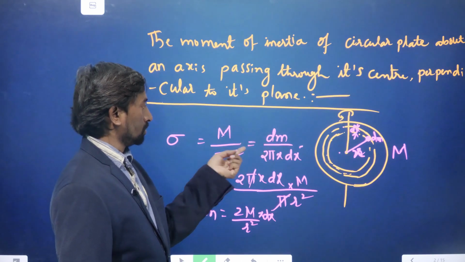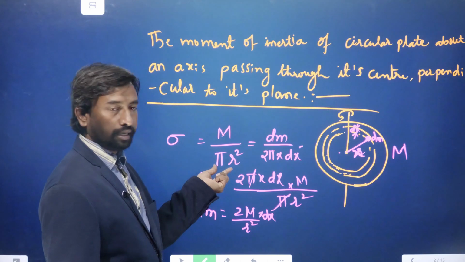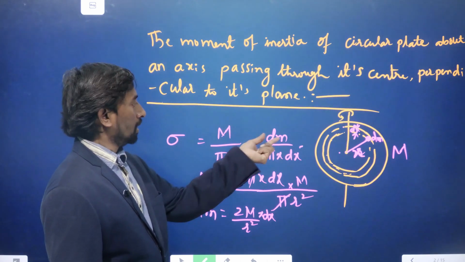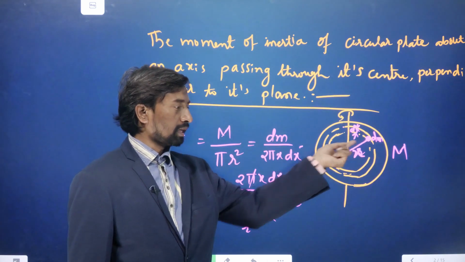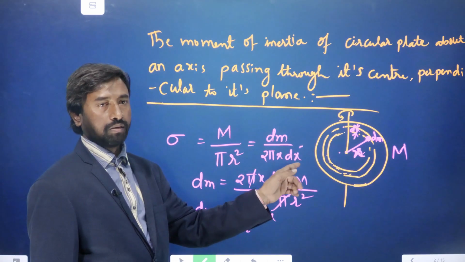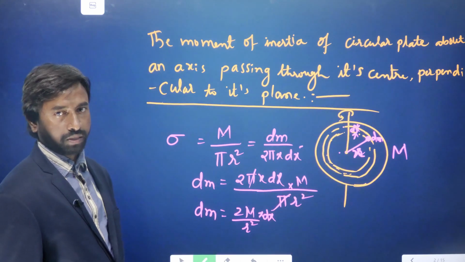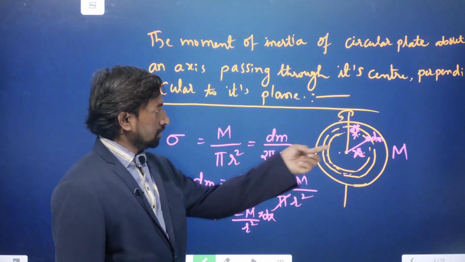Now we'll write the differential mass. Mass per unit area is nothing but the mass of the circular plate divided by the area of the circular plate, so M by pi r square. Here it is dm divided by the area covered by this differential mass about the axis of rotation about which it is rotating.